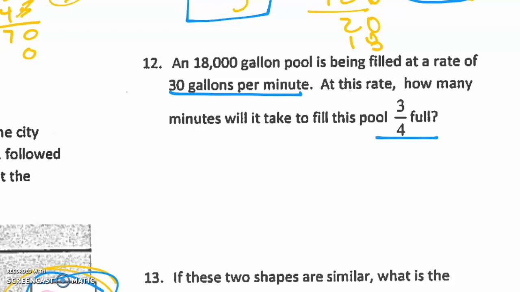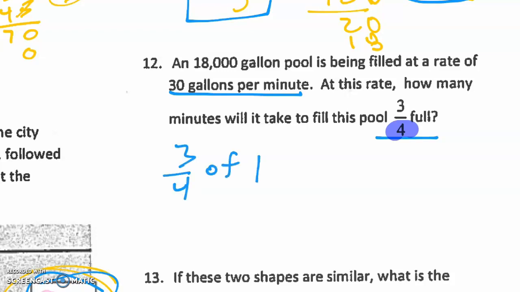3/4 full. So we know the whole entire pool is 18,000 gallons, but we only want to fill it 3/4. So we need to split up 18,000 gallons into fourths. Well, we could multiply 18,000 times 3/4 because that's how you find a fractional amount of a number. We've done that. 3/4 of 18,000. You could do it that way.